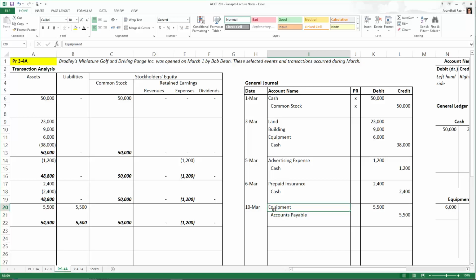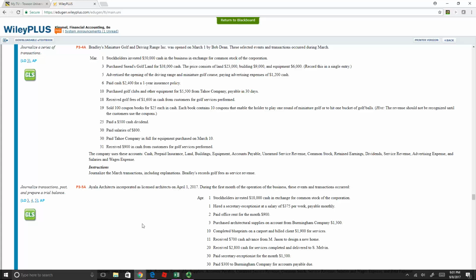Equipment account debit, accounts payable. Whenever you see the word payable, it's a liability. Credit $5,500. Okay, let's go back here.